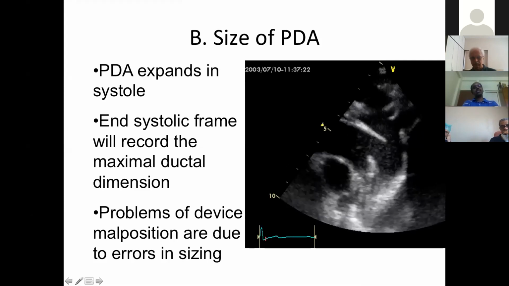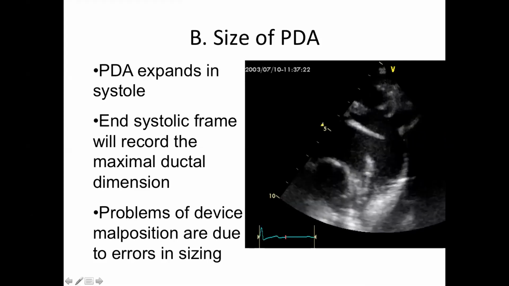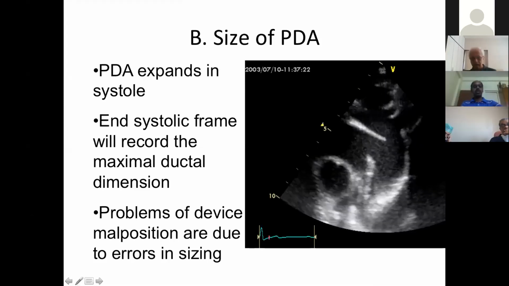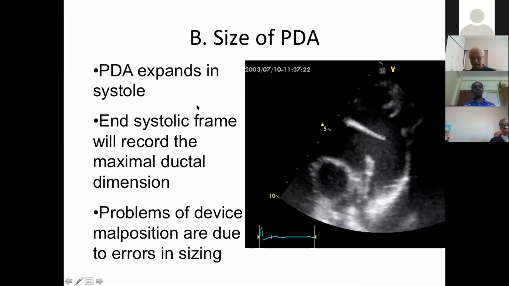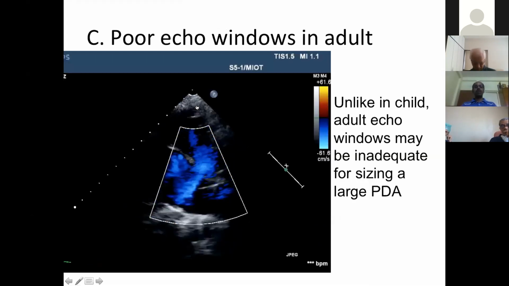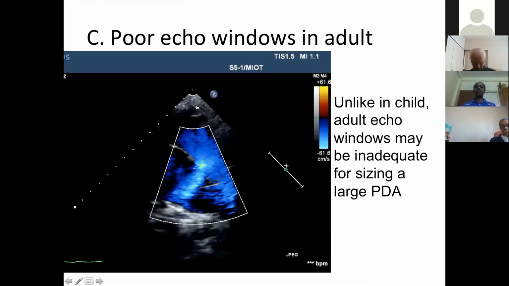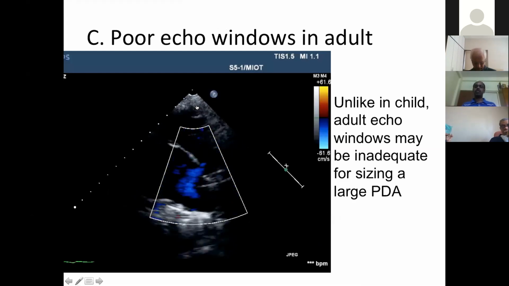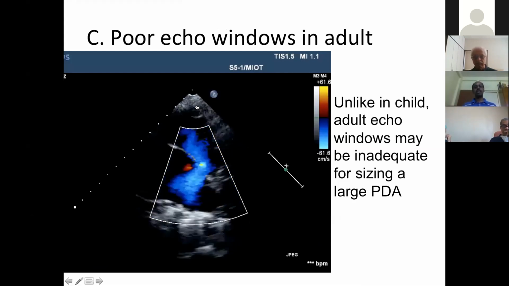Size of a PDA. We need to understand PDA expands in systole. End systolic frame will record the maximum ductal dimension. Problems of device malposition may be due to errors of sizing. Next problem that happens in echocardiogram in an adult is very poor echo windows. Unlike in a child, adult echo windows are extremely inadequate for sizing a large PDA.